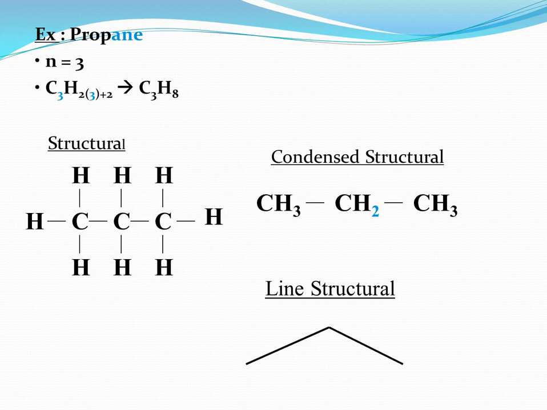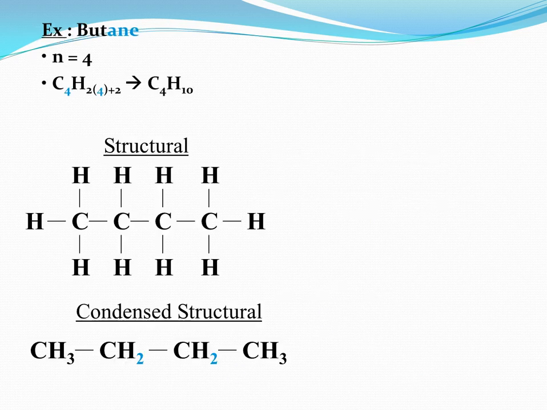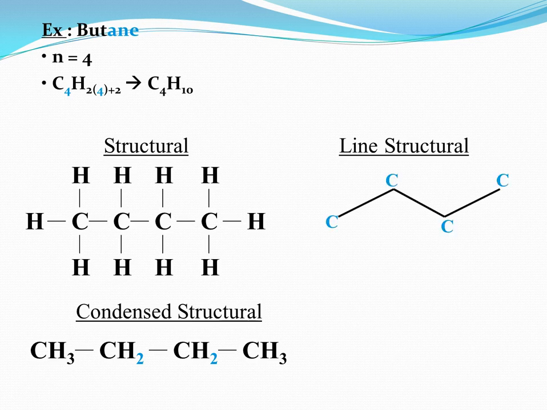Here are the 3 types of formulas for propane, which has 3 carbons and 8 hydrogens. Here are the 3 types of formulas for butane, which has 4 carbons and 10 hydrogens.